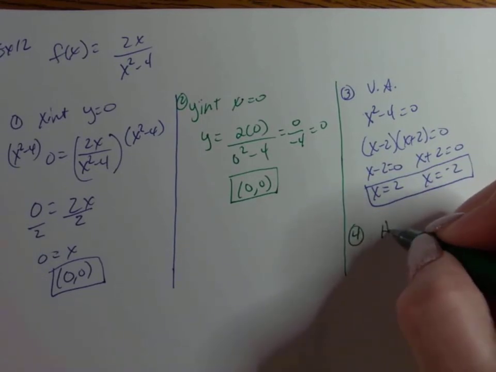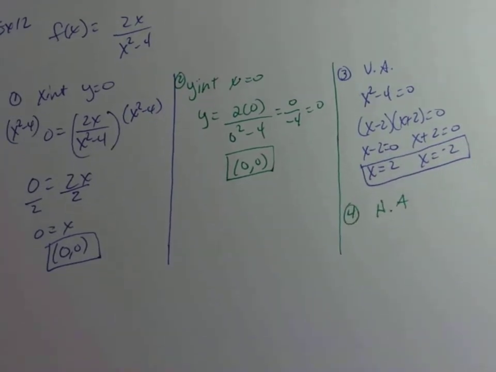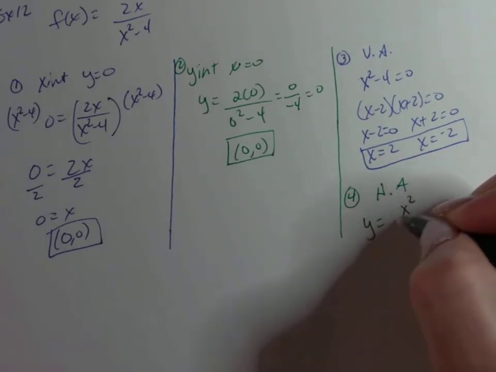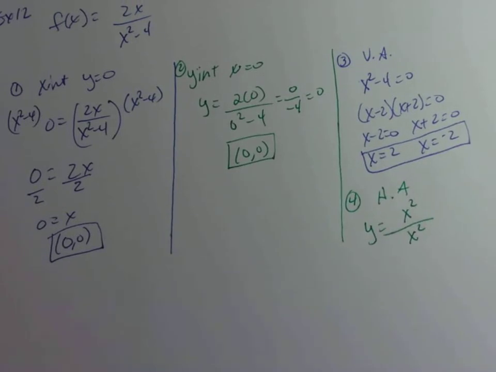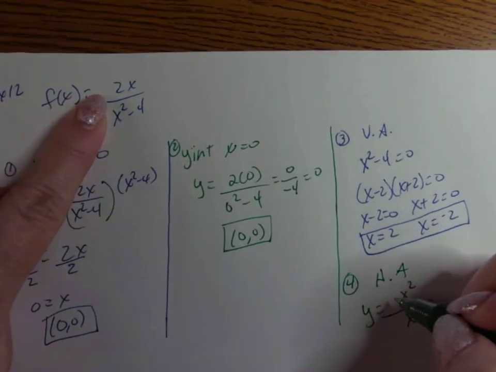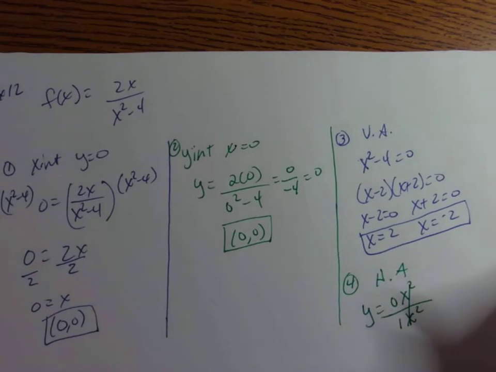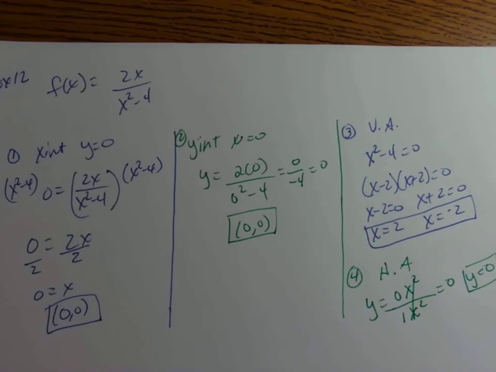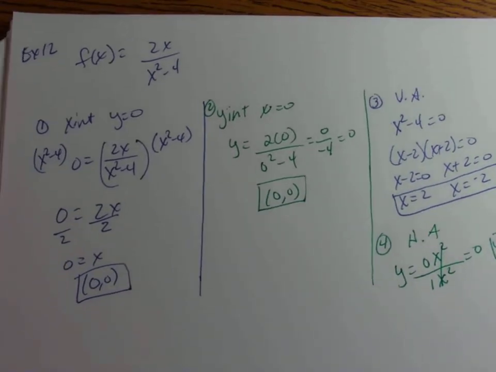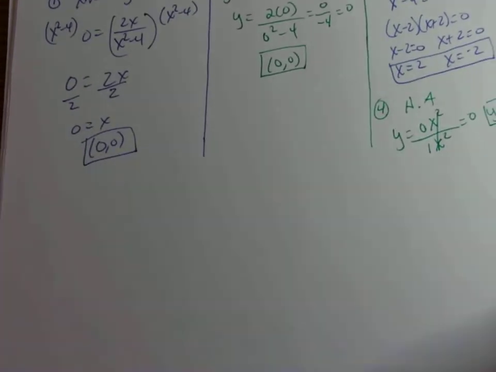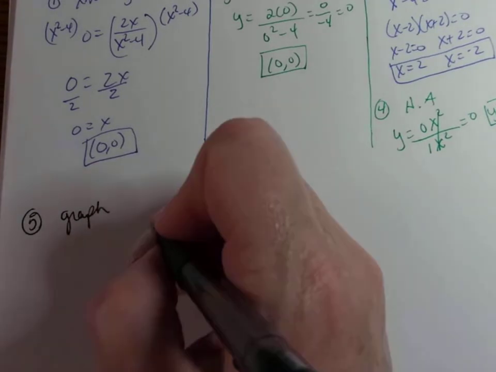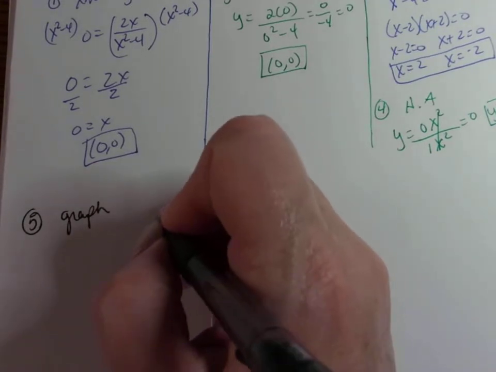Part 4 will be our horizontal asymptote, and again that's the highest degree. Our highest degree of our function is squared. So y equals x squared over x squared. On the top part of our function, we have 0x squared, and on the bottom we have 1. 0 divided by 1 is 0, so y equals 0 is our horizontal asymptote. All right, next part is going to graph. Again, we don't have really large numbers to graph here, we just have a little bit more to graph.